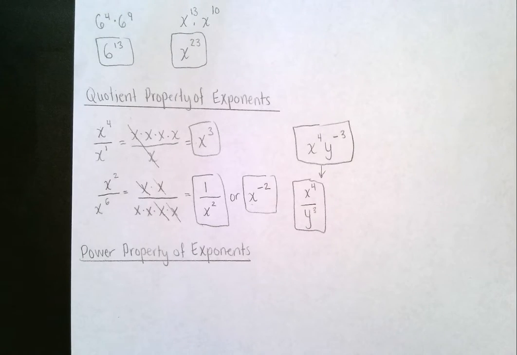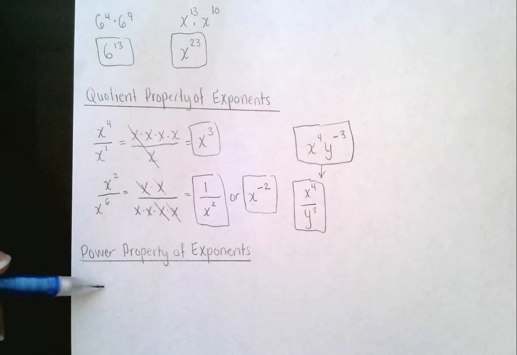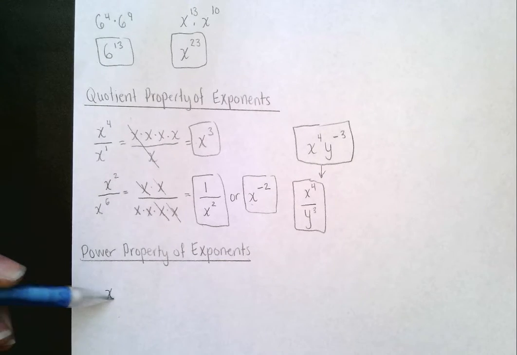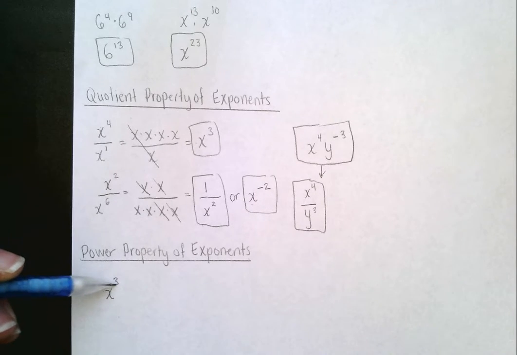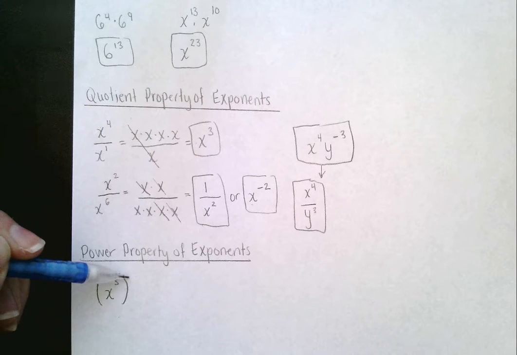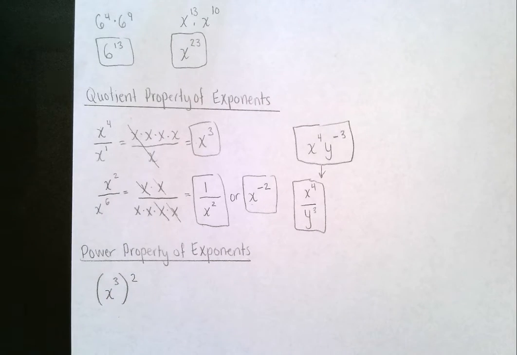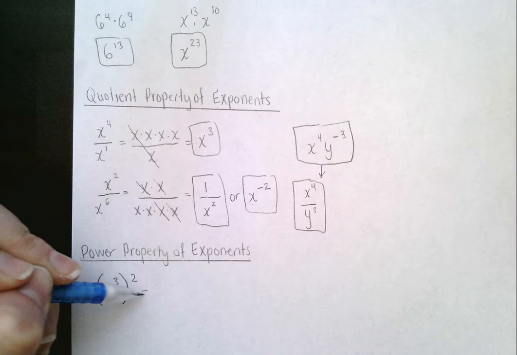Now there's one more property I'd like to talk about, and that's called the power property of exponents. If you have a power to a power, so what I mean by that, let's say x to the third power, and then I put parentheses around it, and I take this whole expression to the second power. So to think about how I would simplify that, I'm going to again write it in longhand notation. I'm going to write it out the long way.